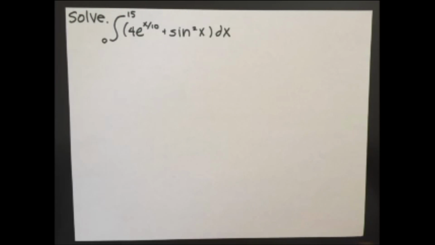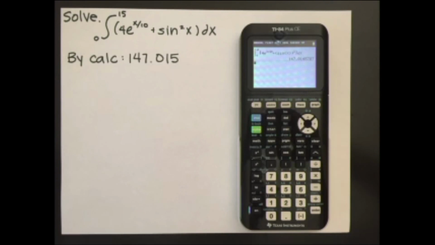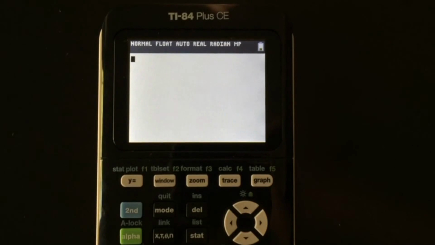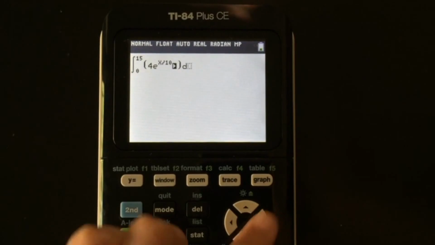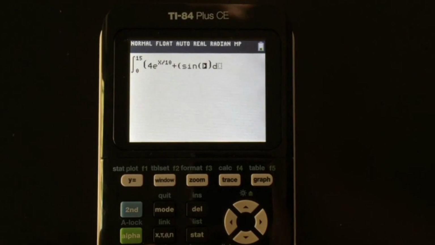To solve this integral, you can put it into the calculator, which applies the fundamental theorem of calculus itself, and you get an answer of 147.015. To get to the integral, you press Math and go down to the 9th option, which is the integral. Then you just enter your boundaries and your equation to find the antiderivative of.